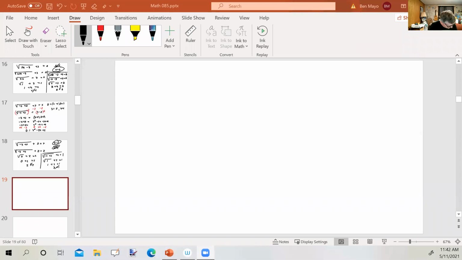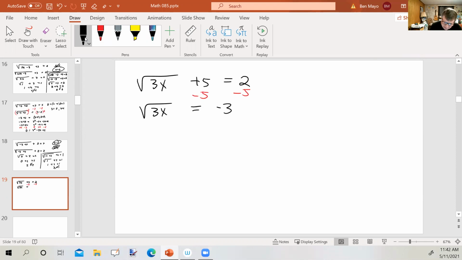Okay. To solve each equation, write all proposed solutions, and cross out those that are extraneous. We have the square root of 3x plus 5 equals 2. So again, we're going to isolate the radical term. We'll subtract 5 from both sides of the equation, and we get the square root of 3x equals -3.